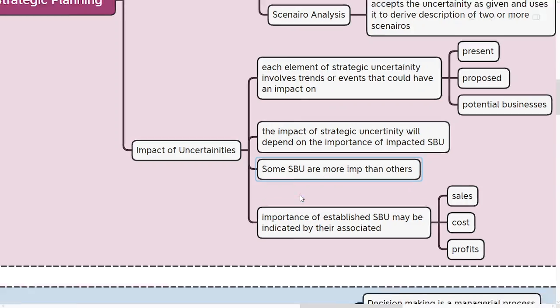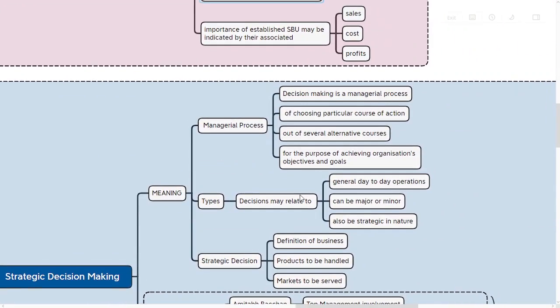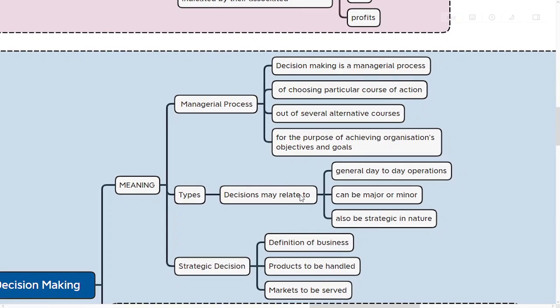That is not so important, it will do. Now the important part has started. Strategic decision making, meaning it is a managerial process. Decision making is a managerial process of choosing a particular course of action out of several alternatives for the purpose of achieving the organization's objectives and goals.